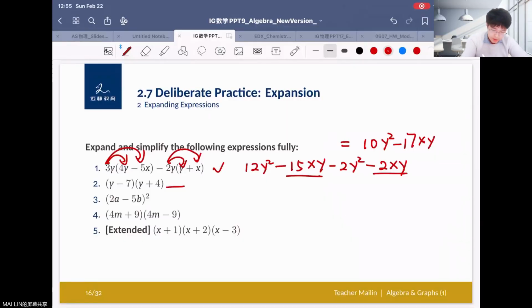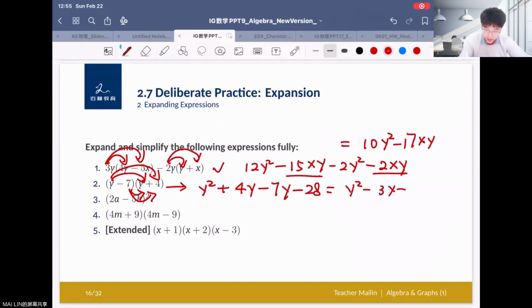And for the second question, you can find here is y minus 7 times y plus 4. So first y times y is y squared, and y times 4 is plus 4y, and negative 7 times y is negative 7y, and negative 7 times 4 is negative 28. So the expression here is y squared minus 3y minus 28. This is for this question.